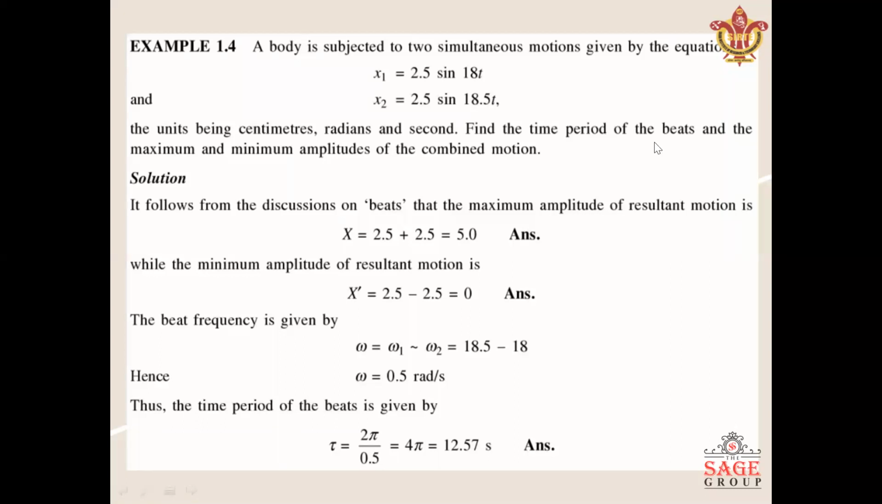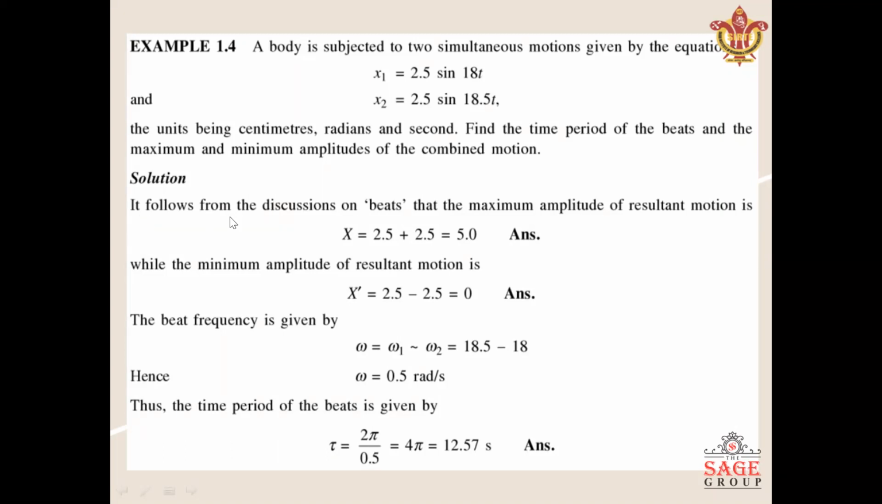Find the time period of the beat and the maximum and minimum amplitudes of the combined motion. As I already told you in the previous lectures, the beat phenomena has two possibilities: it can be constructive or destructive. When it is constructive, the beat phenomena adds, the two frequencies add, so the maximum amplitude can be seen in the beats phenomena.